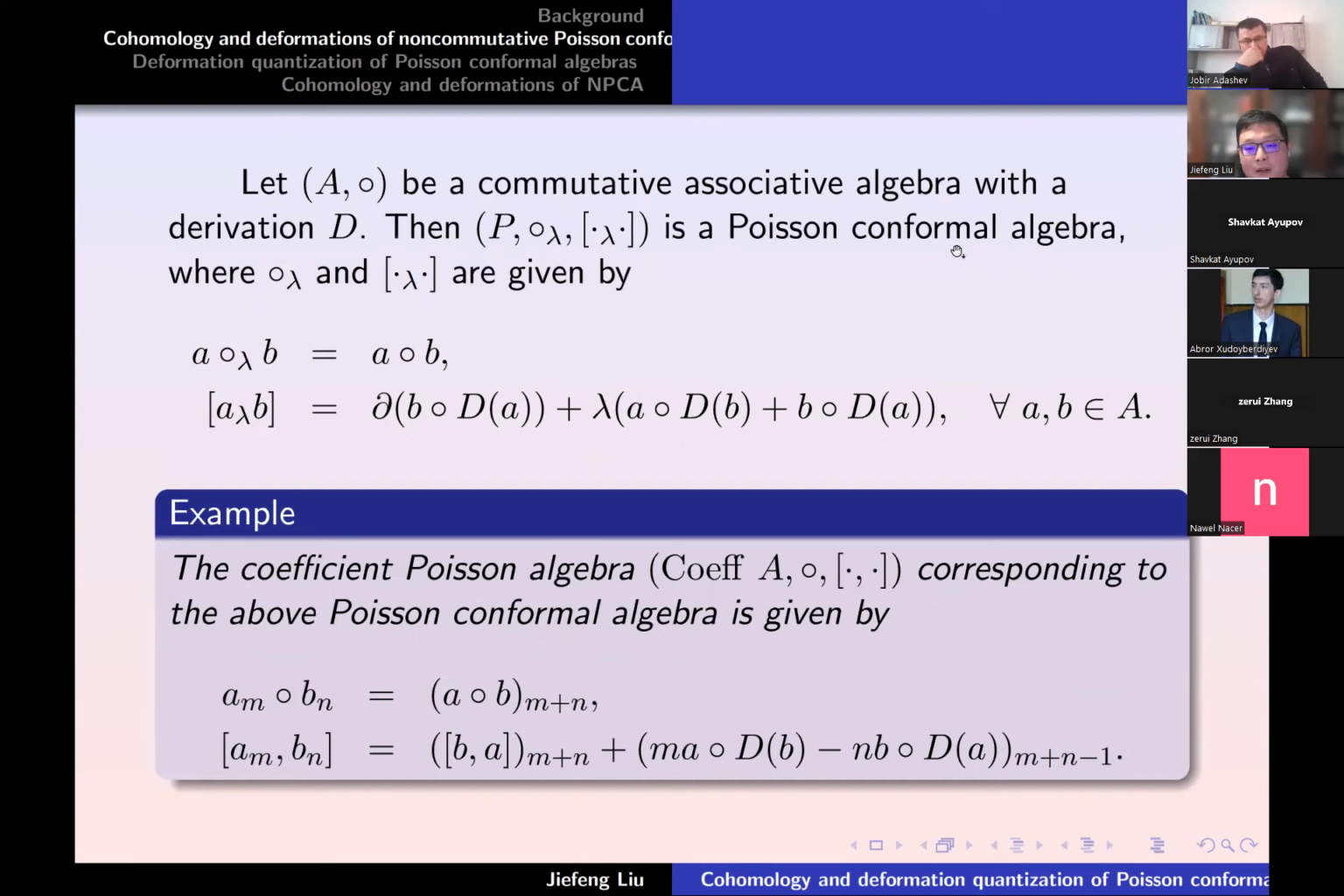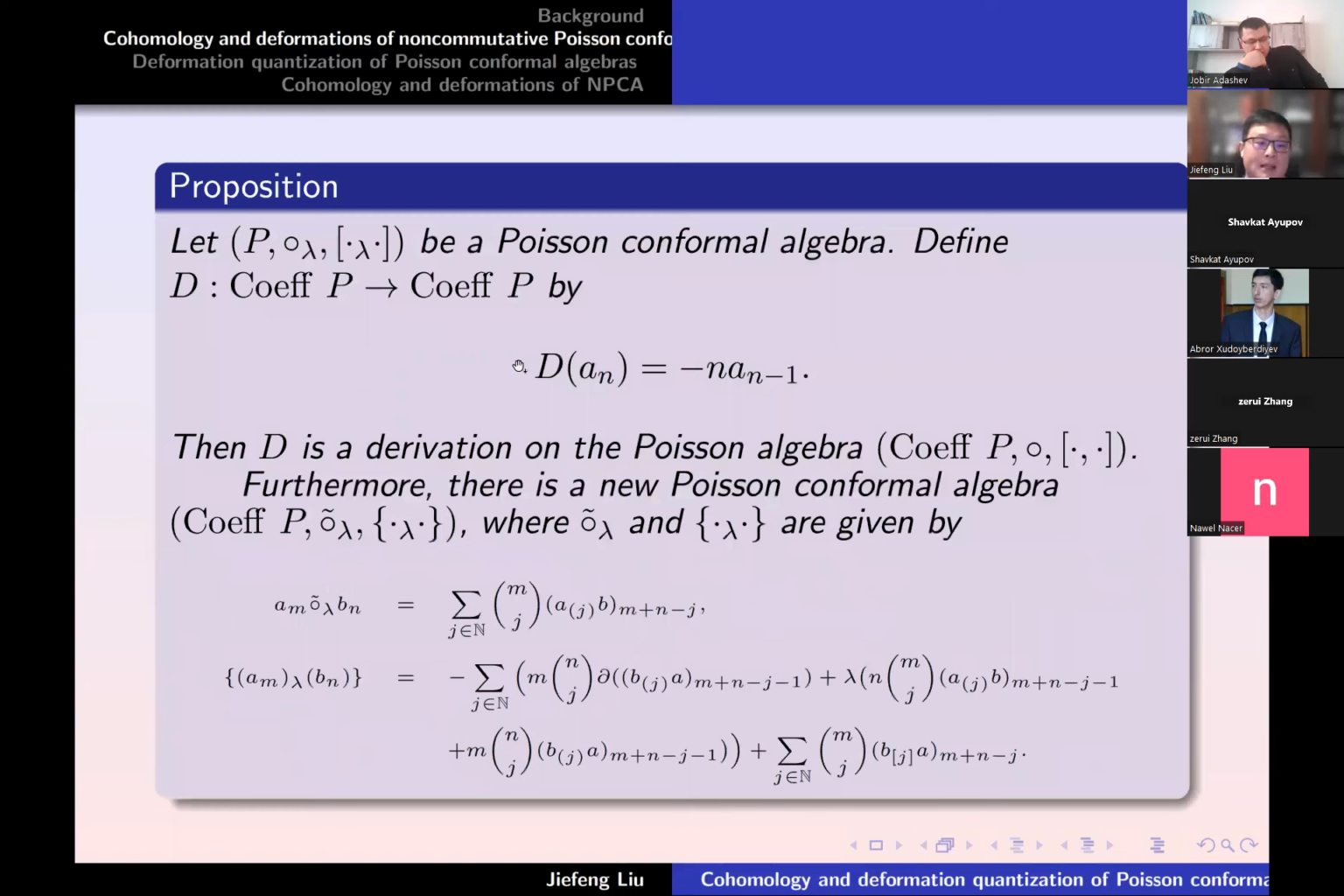For this Poisson conformal algebra, the corresponding coefficient Poisson algebra is given as follows. Second, for every Poisson conformal algebra, we can obtain a new Poisson conformal algebra, which is a quadratic Poisson conformal algebra. Define D on the coefficient space by this. Then D is a derivation on the Poisson algebra. Furthermore, we can get a new Poisson conformal algebra like this.